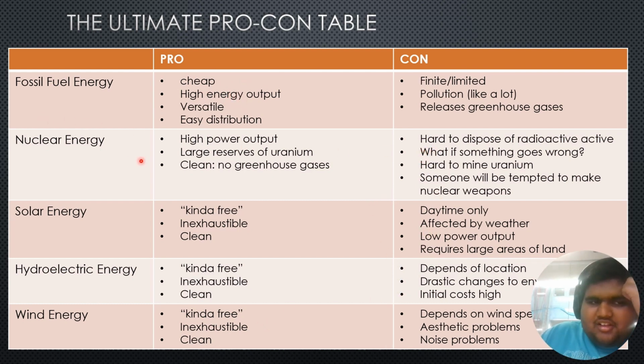And nuclear energy, as I showed you, Chernobyl can happen. And this is actually in our textbook. I'm not putting this down there to be too funny, but a disadvantage, and this is acceptable in an FRQ answer, is that someone will be tempted to make nuclear weapons.